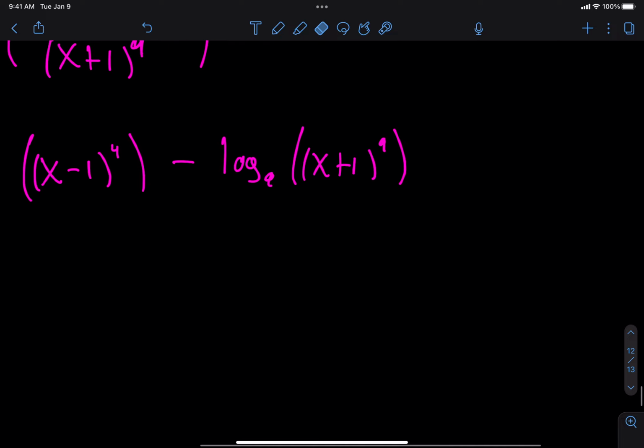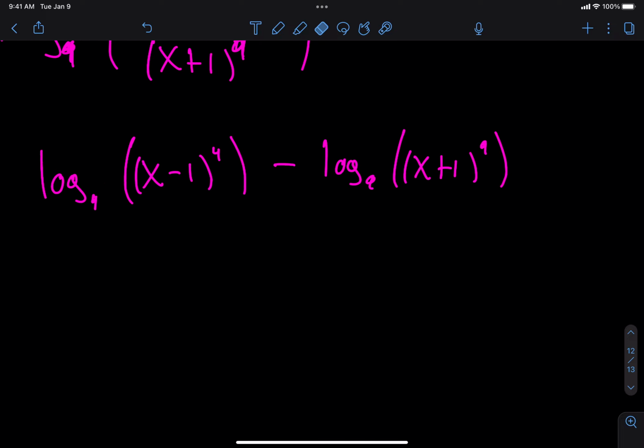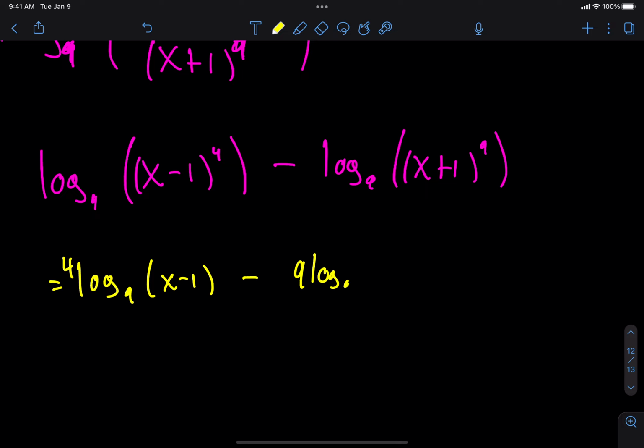I did already break it up. Can I just call it here? No, I can't call it here because I still have powers on the inside. Okay, no powers on the inside allowed. So how do I undo them? Yeah, the power comes out front. 4 log 9 of x minus 1 minus 9 log 9 of x plus 1.